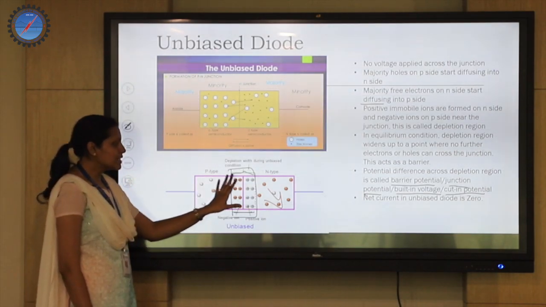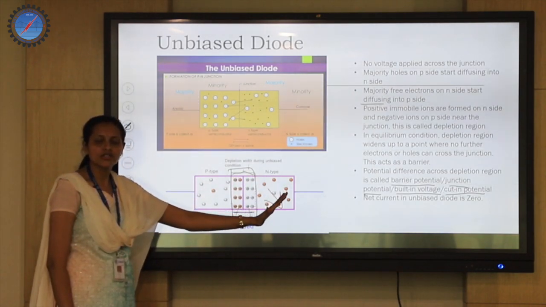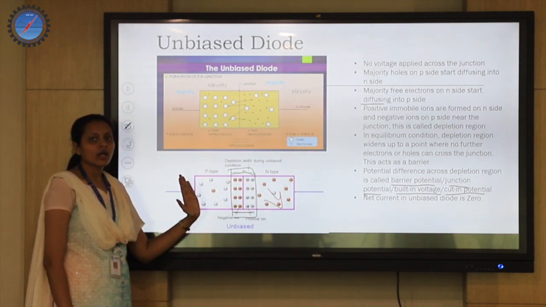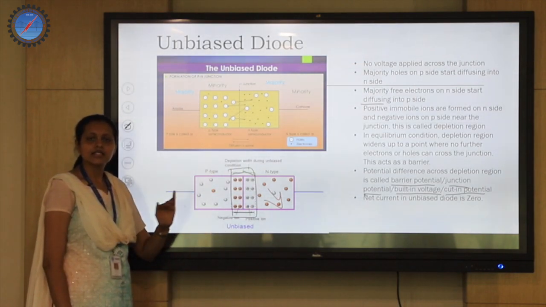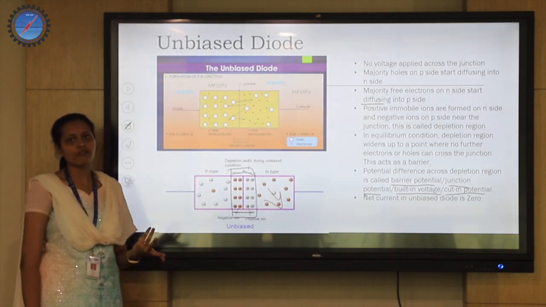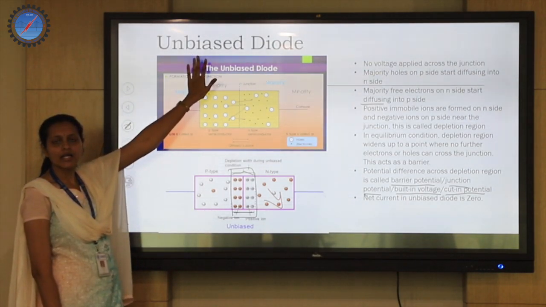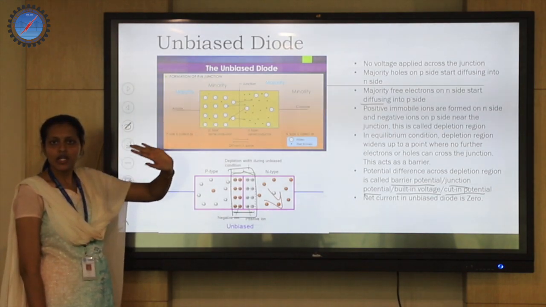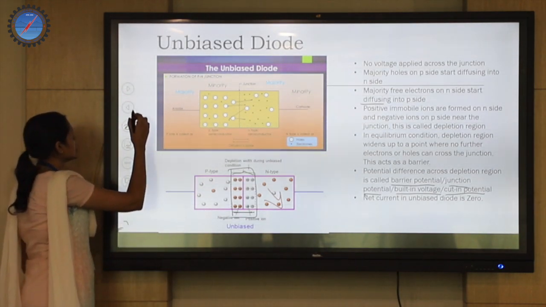So since you have a barrier here, there is no further movement of electrons from n side to p side or holes from p side to n side. So the net current is zero because there is no movement of charge carriers. The meaning is, if you are not applying any biasing or any voltage to the diode, then there is no current flowing. Net current is zero.